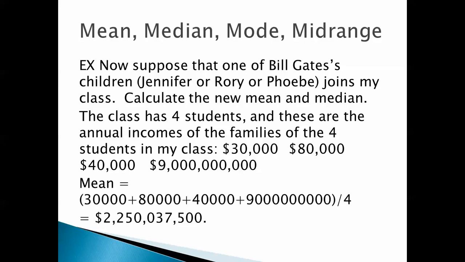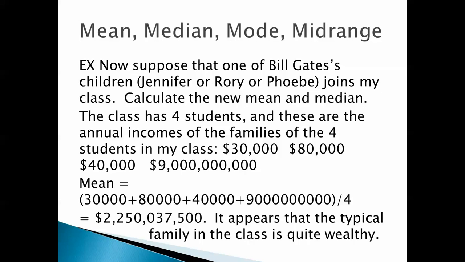$9 billion. So here's the mean. 30,000 plus 80,000 plus 40,000 plus 9 billion divided by 4. You end up with $2,250,037,500. It appears that the typical family in the class is quite wealthy, but in a sense, it's deceptive because the average family, the typical family in my class is really not wealthy. There is one wealthy family in the class, and oh my goodness, do they throw it off. They really have a way of influencing the mean, of boosting the mean.